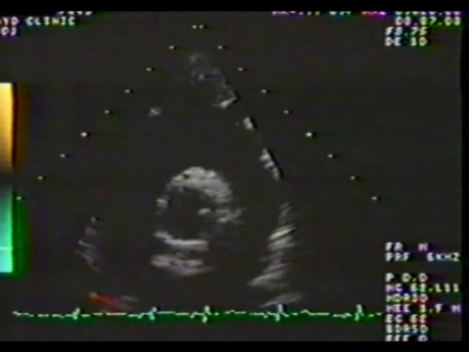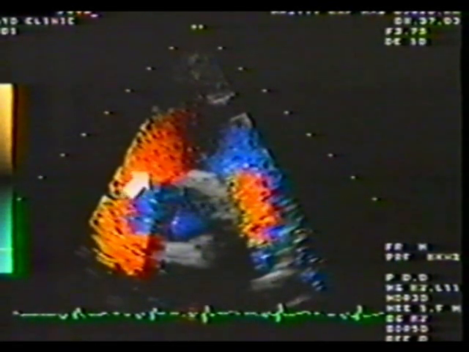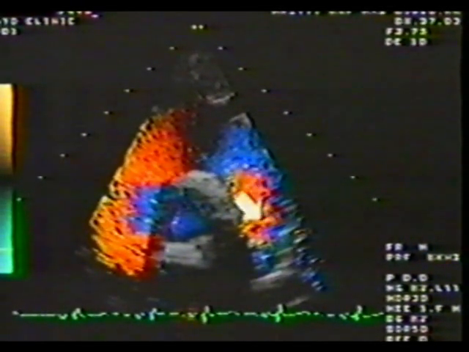This is the aortic arch in long axis, imaged with the transducer in the suprasternal notch. This is the right pulmonary artery in short axis. Flow in the ascending aorta is toward the transducer and is encoded predominantly in red, while flow in the descending aorta is away from the transducer and encoded predominantly in blue.